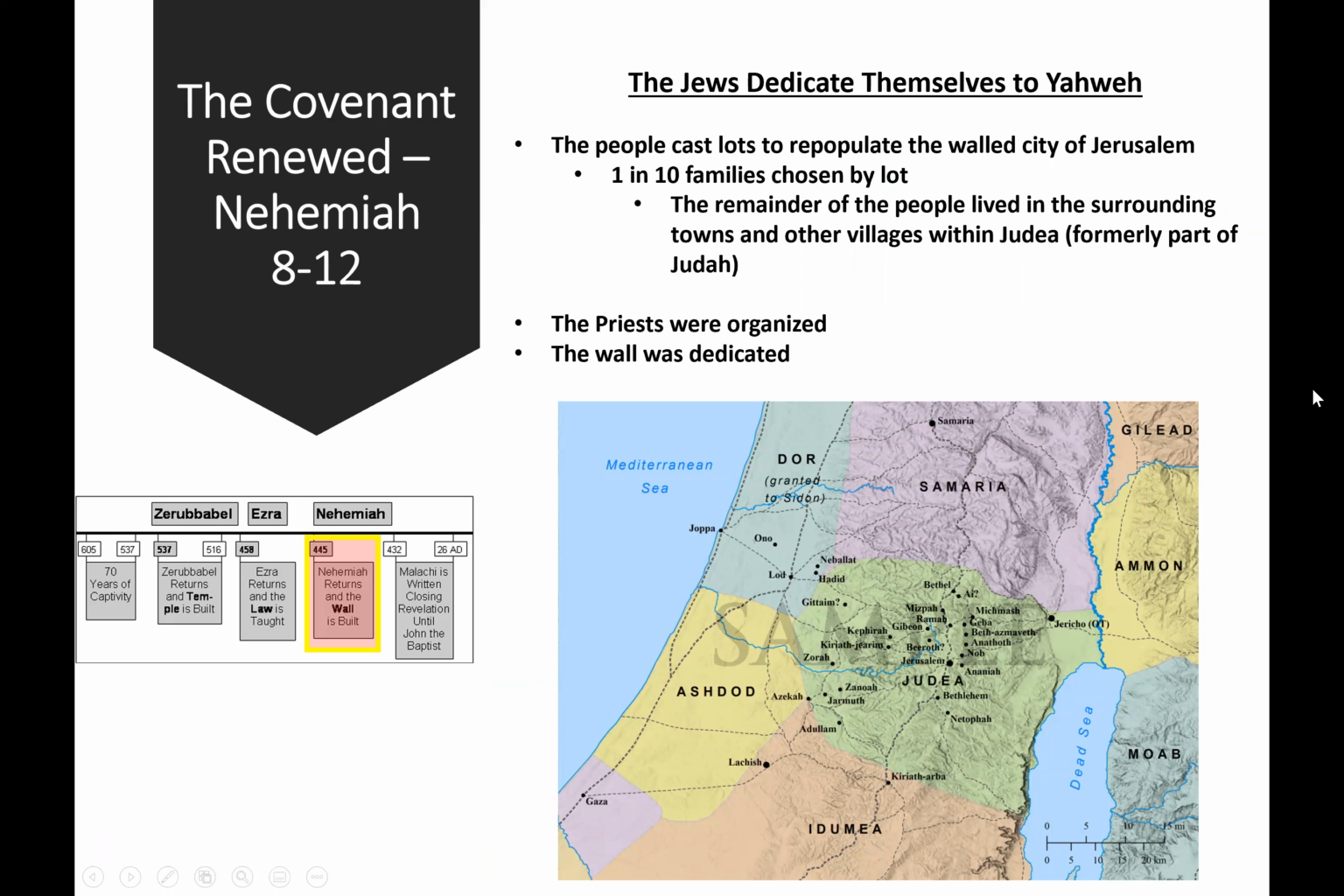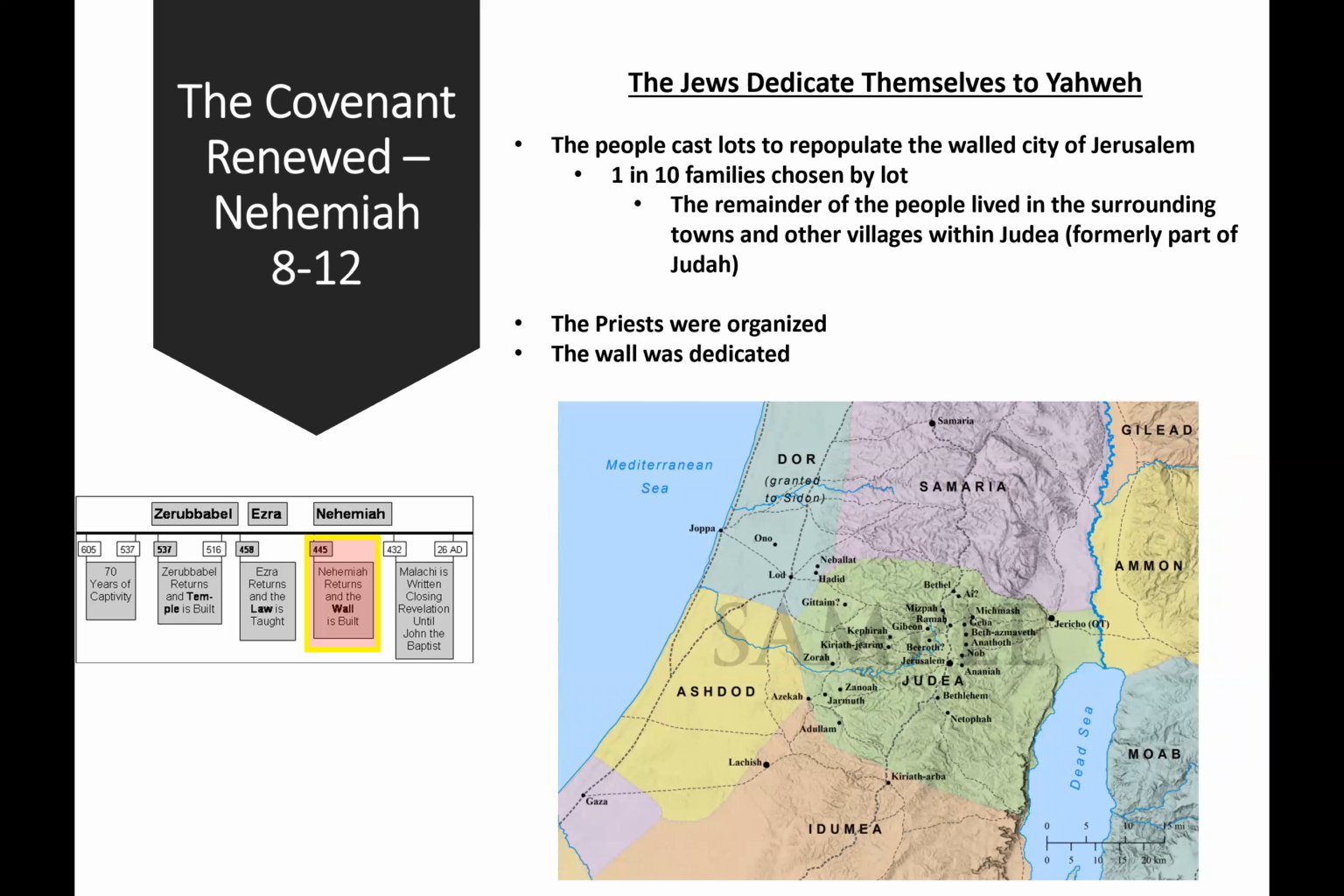And so the people cast lots to repopulate the walled city of Jerusalem. So the wall had been now restored, and so they start rebuilding the houses inside the walled city of Jerusalem. So there's houses both inside and outside of the walled city. And so 1 in 10 families were chosen by lot to go and live inside the walled city of Jerusalem.